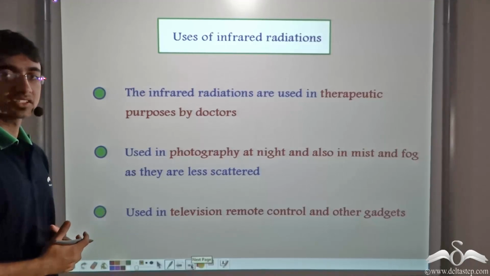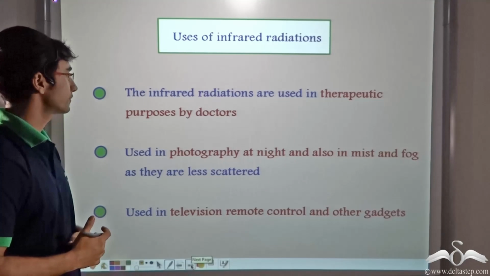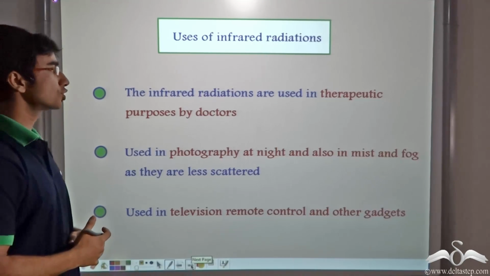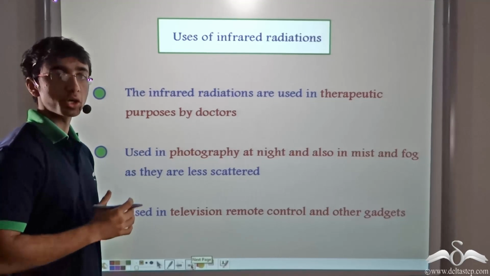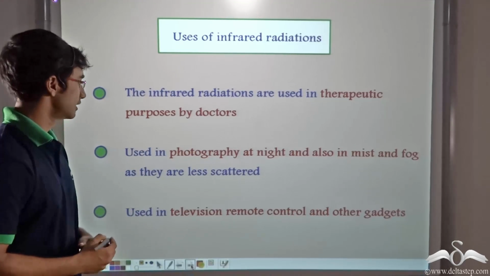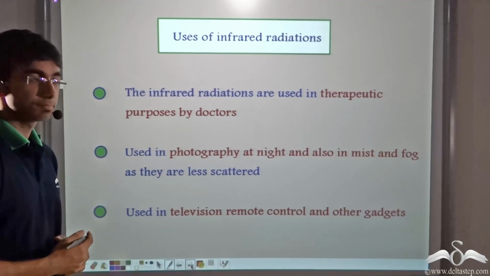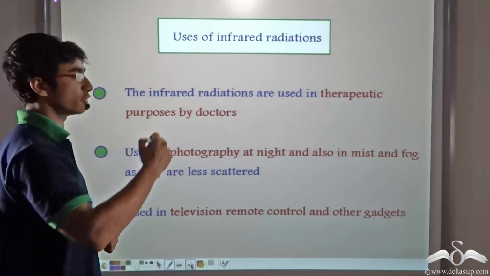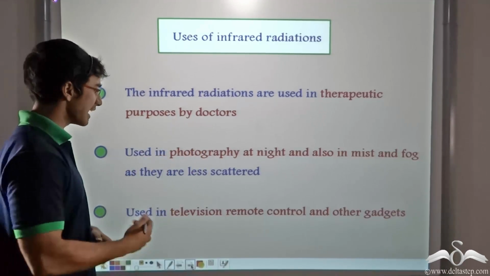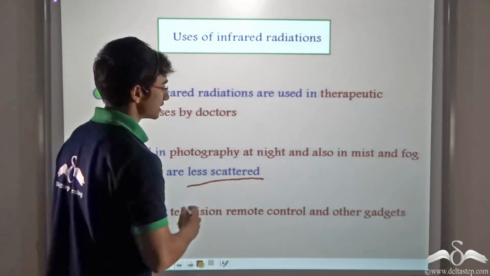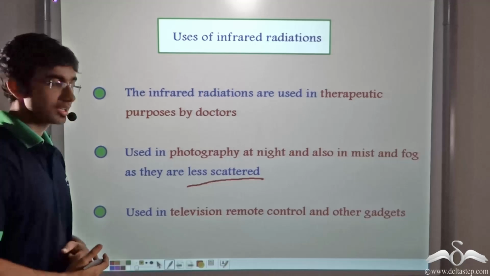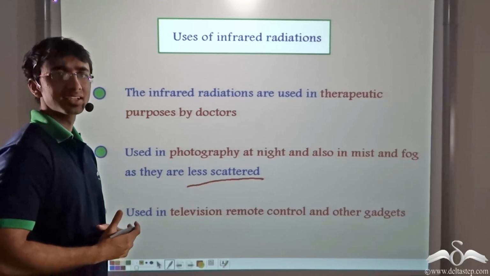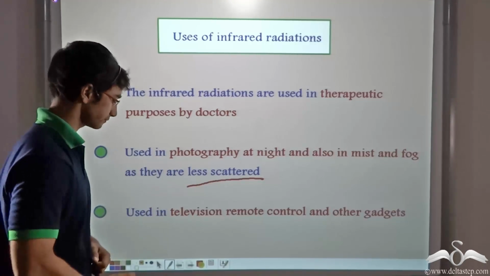Now infrared radiations also have certain uses. What are they? They are used for therapeutic purposes by doctors. It is often used to cure pain in therapy. It is used in photography at night and also in mist and fog. Why? Because as I mentioned, they are less scattered. It is also used in television remote control and other gadgets like heat sensing devices.